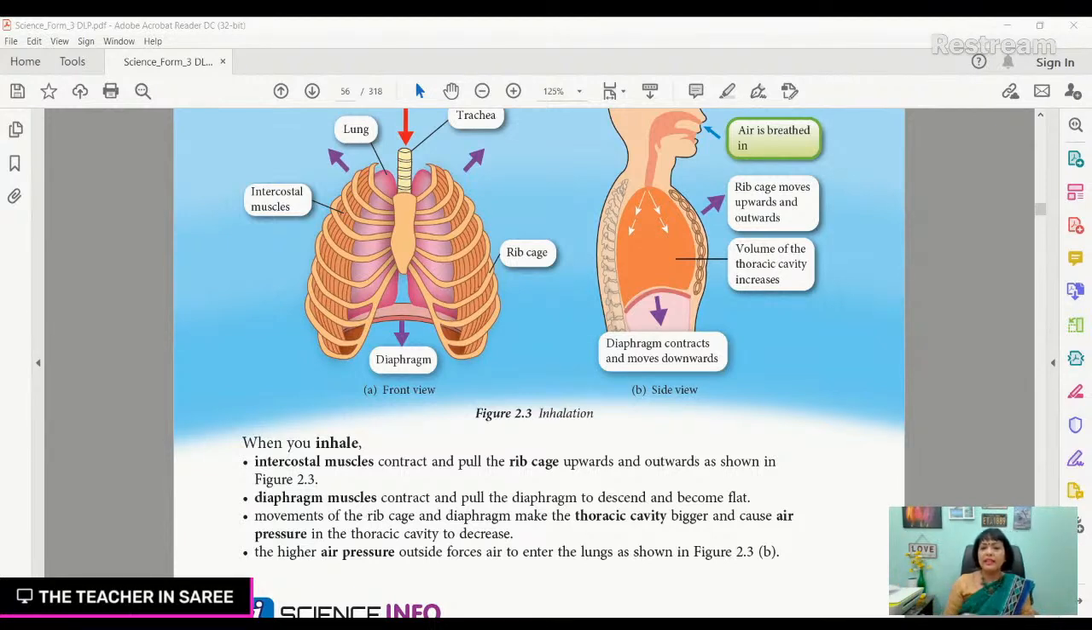So these two layers help to bring the rib cage upward and outward. That means they control the movement of your rib cage. Intercostal muscles contract and pull the rib cage upward and outward. How is upward and outward? Is it like that? Upward, upward, outward. Is it like that?